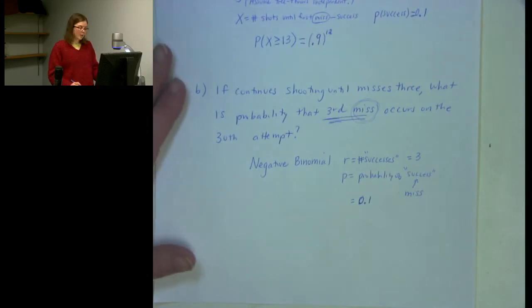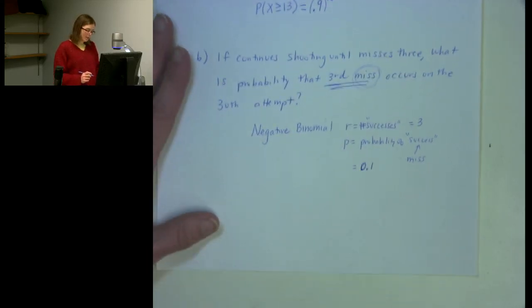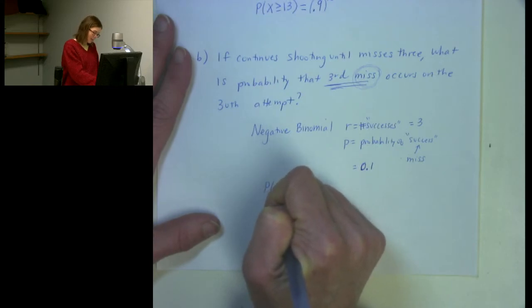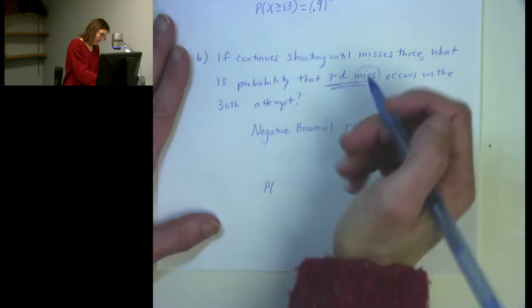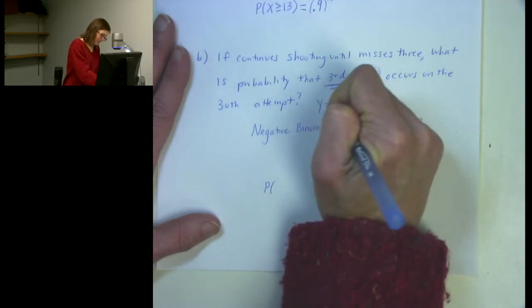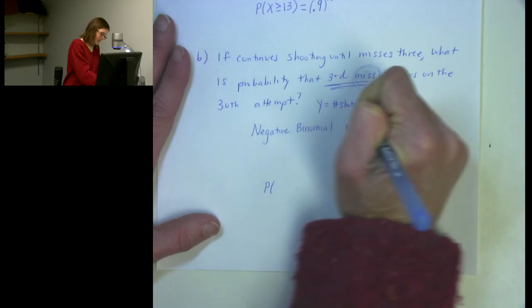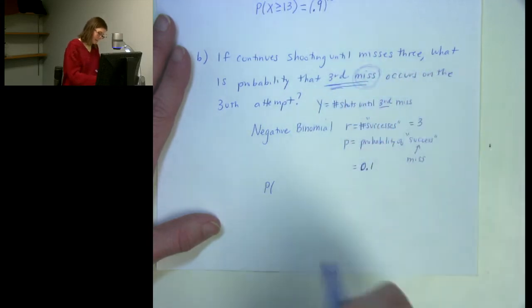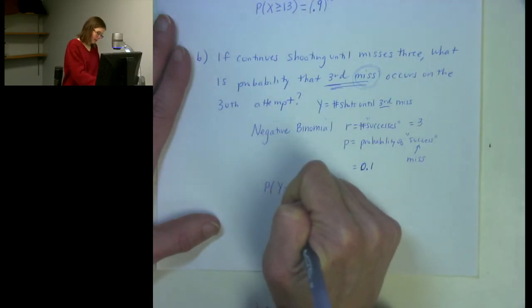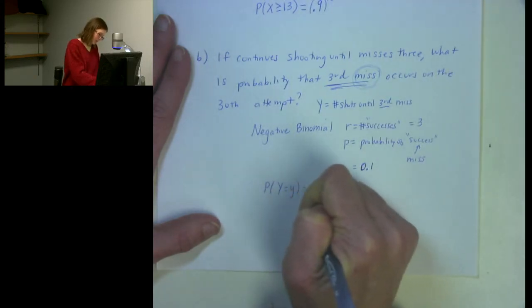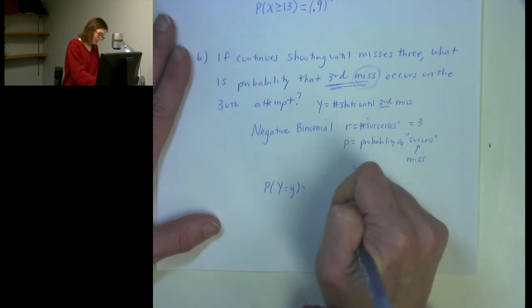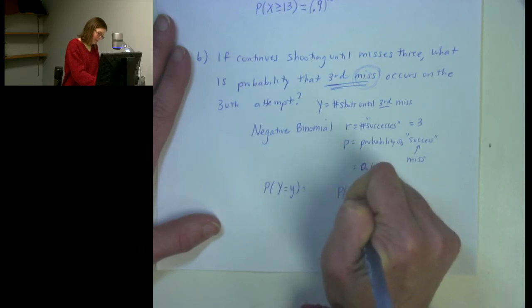And from there, we can use the probability mass function for a negative binomial distribution to calculate the probability that, if we call Y the number of shots until the third miss, Y equals y. We can use the negative binomial PMF, and if we substitute in, we can find the probability that Y equals 30.